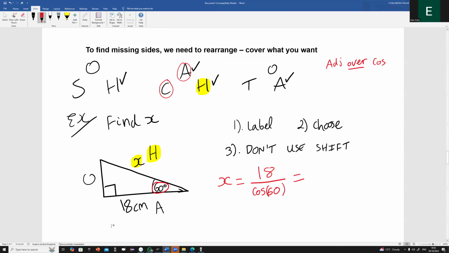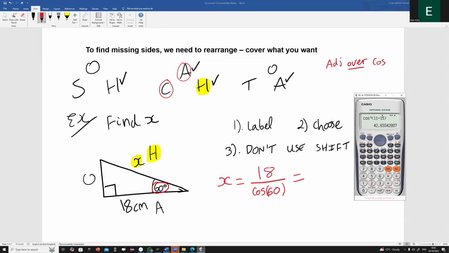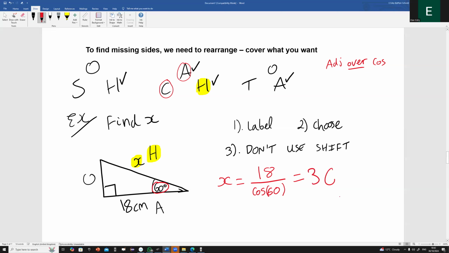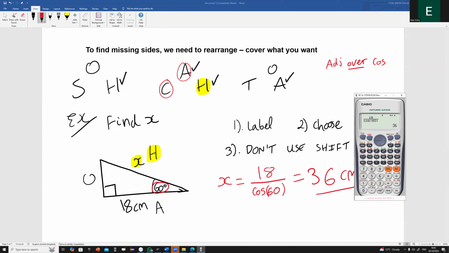And then I just type that in. So what I've written in red is the work-ins, and I just type it in. So 18. Notice I press the fraction button, which I think you both have. So I have 18 over cos 60, and that is 36. And obviously it's centimeters this time. And you could also divide. So I could have done 18 divided by cos 60, and that's exactly the same.